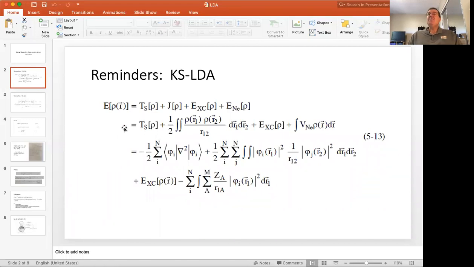So this is just a reminder of Kohn-Sham density functional theory. I say it's LDA, it could be anything, because that's really determined by what E_XC is. You've got a kinetic energy term from Kohn-Sham, which is the sum of the individual kinetic energies of the orbitals. You've got the classical repulsion between charge densities. You've got the attraction of the electrons to the nuclei. That's a really simple term, and you've got an E_XC. That's where all the magic is.